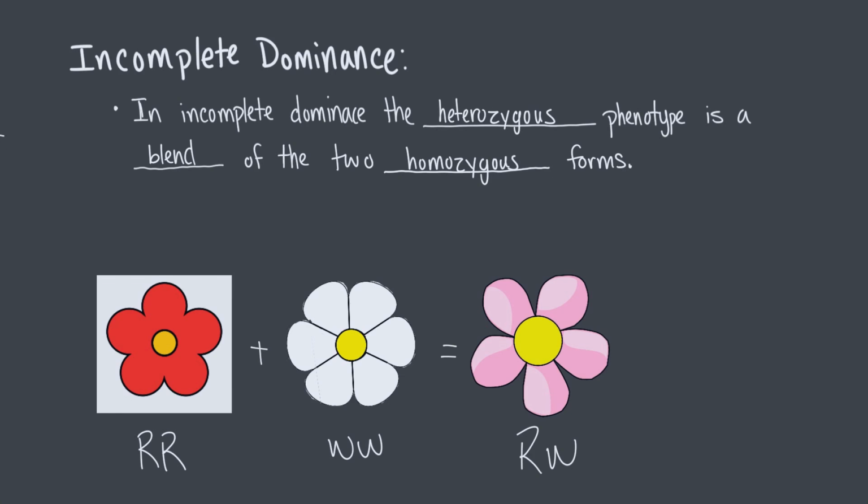So again, those are our four types of gene expression: dominant expression, recessive expression, codominant expression, and incomplete dominant expression. So use these notes to help you on your next task, and always reach out if you have any questions.